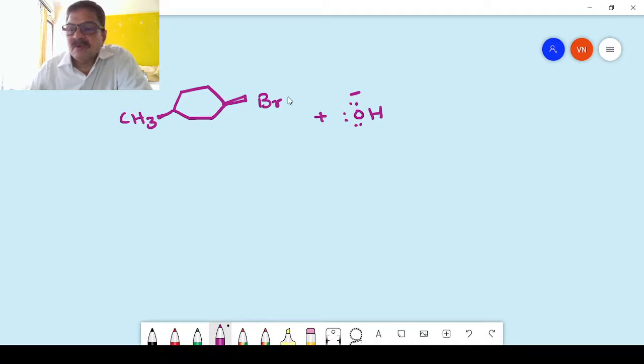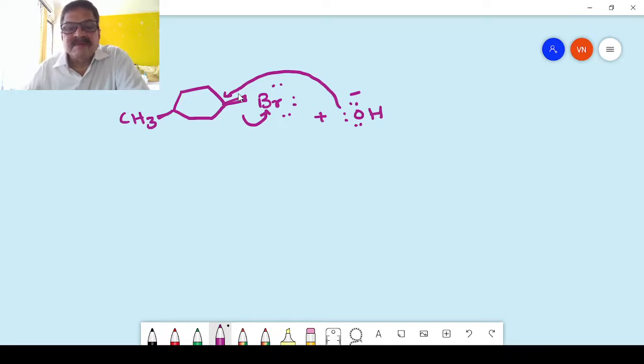Now this bromine is the leaving group. It will go with the electron pair here, and this lone pair here will come here. So it is an SN2 mechanism, where bond breaking and bond making take place simultaneously. We know that it is a single-step mechanism, and we will be getting inversion of configuration.